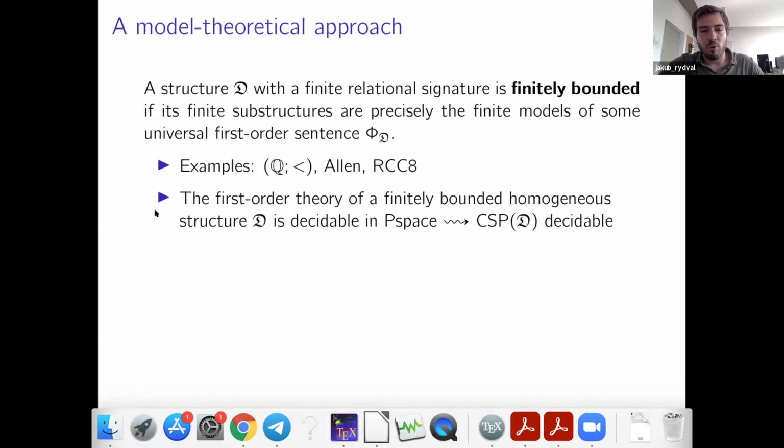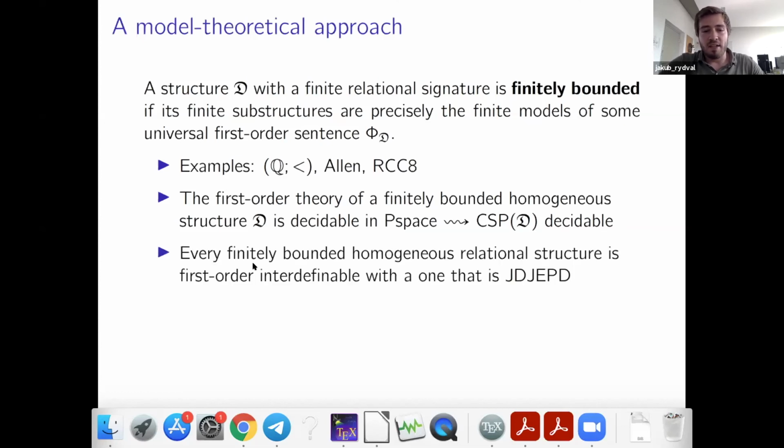So what is interesting about this combined notion is that the first order theory of a finitely bounded homogeneous structure is always decidable in PSPACE. And this in particular implies that the CSP of D is decidable, because CSP can be formulated as a satisfiability of conjunctive queries.